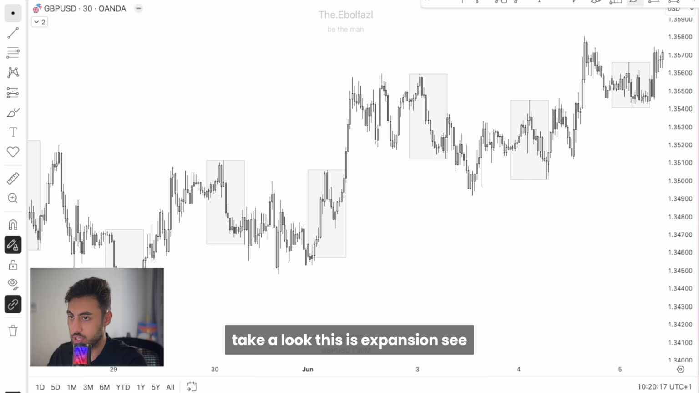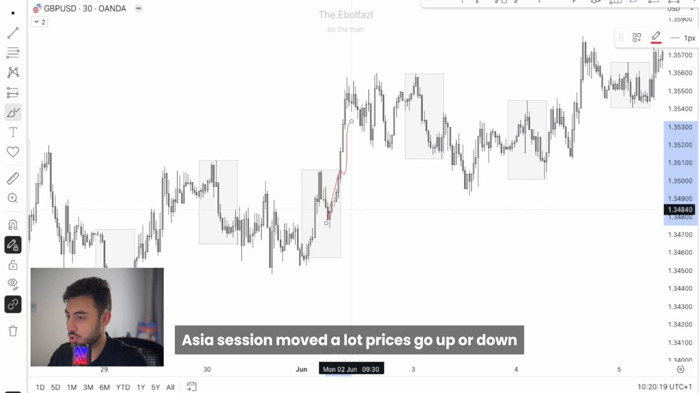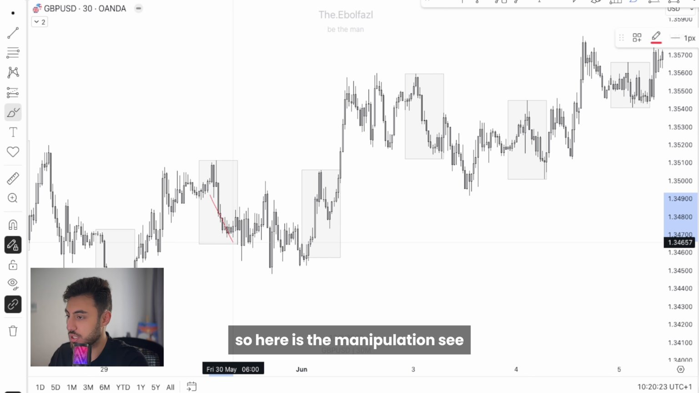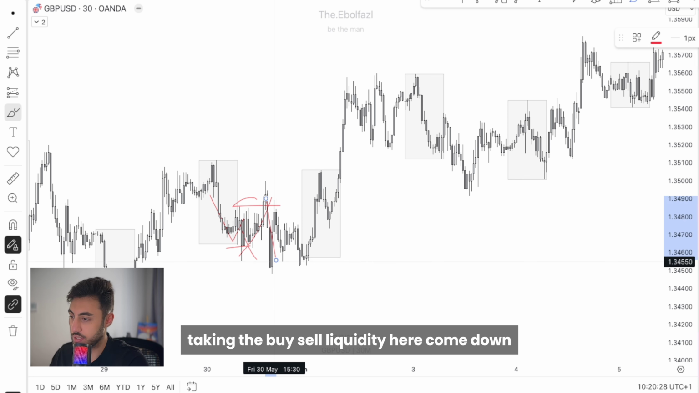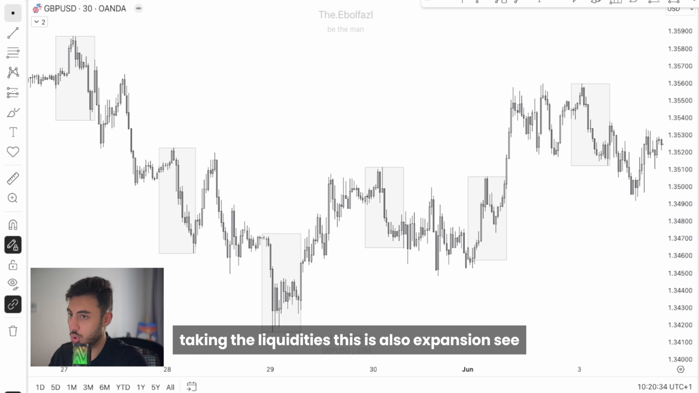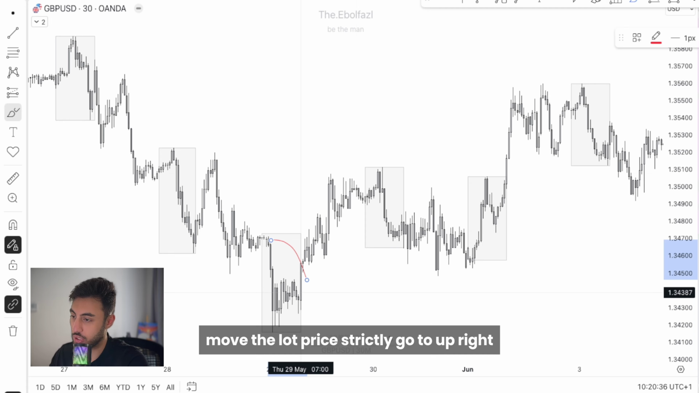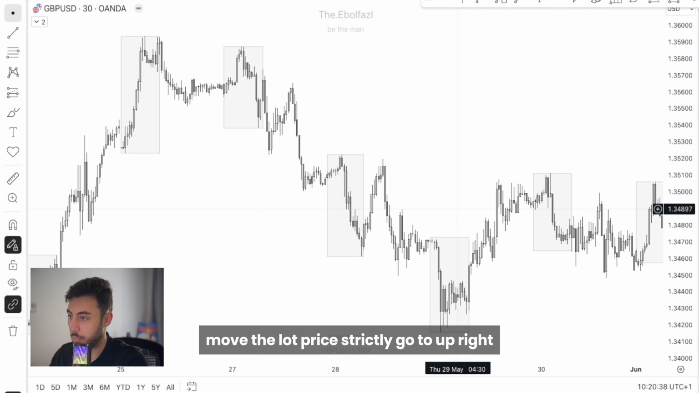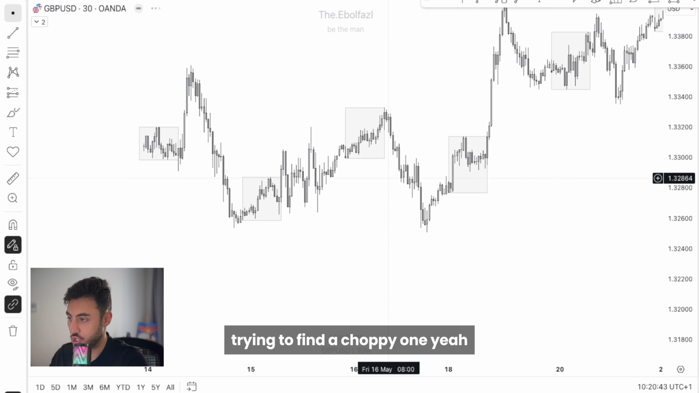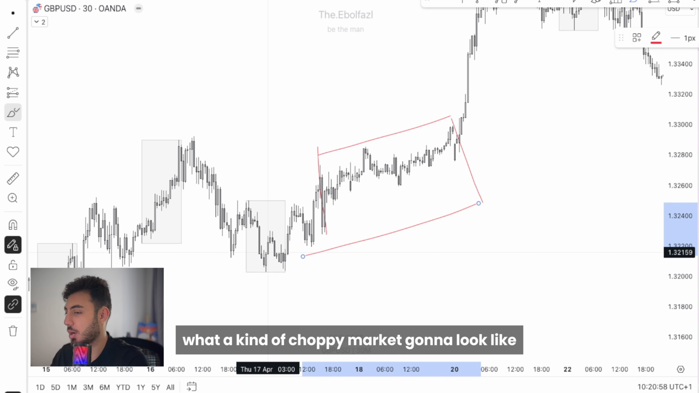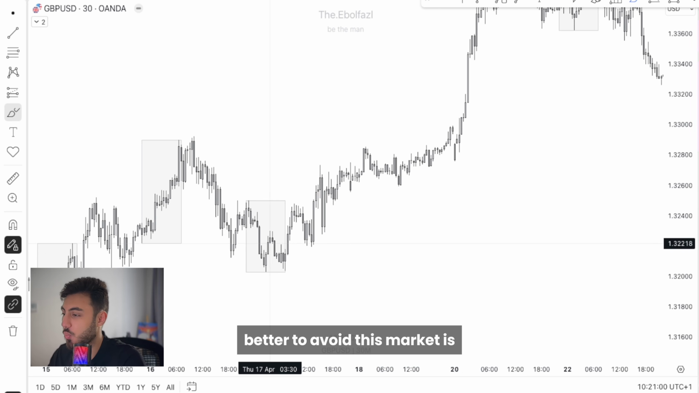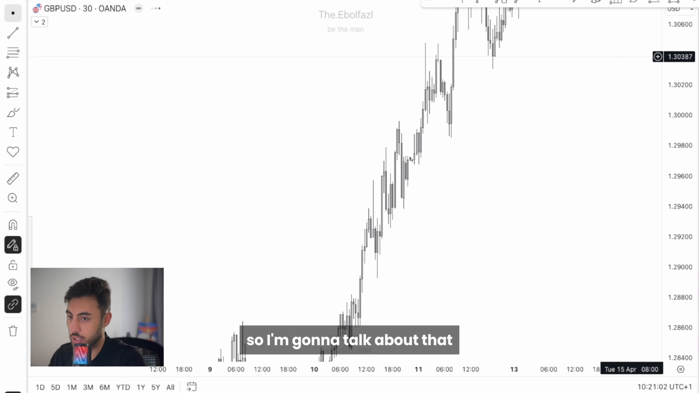Take a look. This is expansion. See, the Asia session moved a lot, price just goes up or down. So here is the manipulation. See, taking the buy side liquidity here, coming down, taking the liquidities. This is also expansion. See, the Asia session moved a lot, price strictly goes up, right? Trying to find a choppy one. Yeah, this looks like a choppy market. This is what a choppy market is going to look like. It's better to avoid this market. I'm going to talk about that.